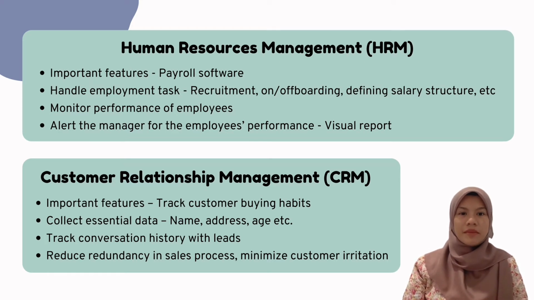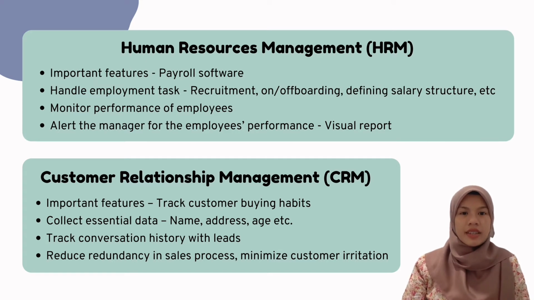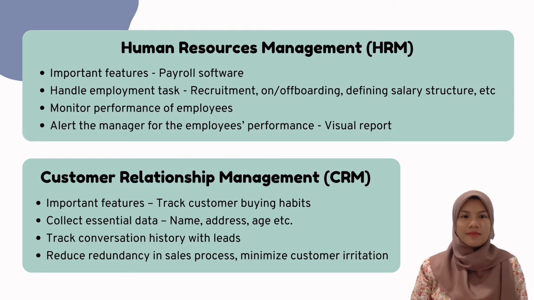The second main element is customer relationship management. The important features are that it can track customer buying habits, such as previous purchases and the wish list of the customer. It also collects and stores essential data such as name, address, age, and etc. Having this element helps to track the conversation history between the customer and the management more easily. And we can reduce the redundancy in the sales process, minimize customer irritation, and ensure a successful sale.